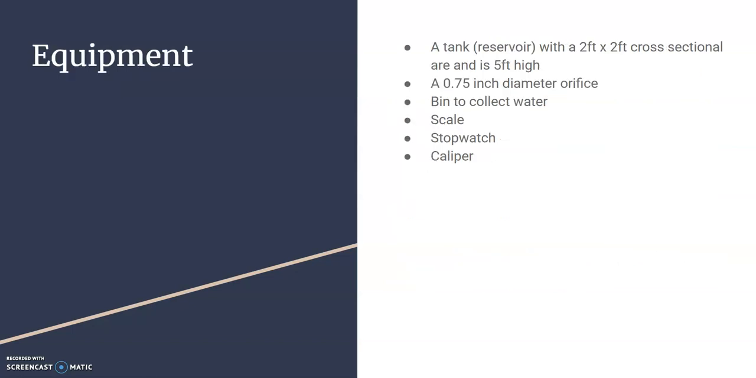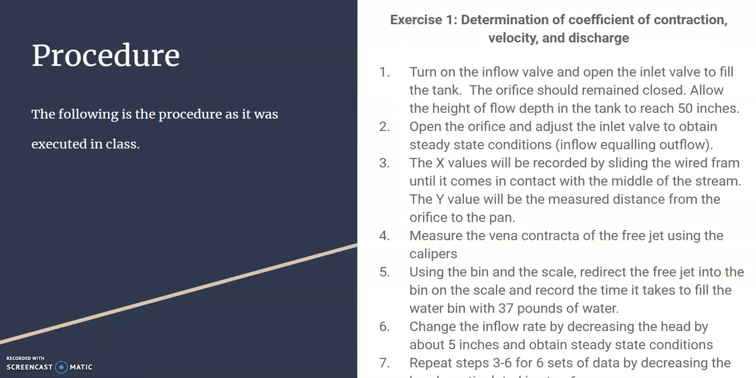The following equipment was used in this procedure: a tank reservoir with a 2x2 cross-sectional area and is at least 5 feet high, a 3/4 inch diameter orifice, a bin to collect water and a scale to measure the mass, a stopwatch, and a caliper, which is a sliding ruler that was used to measure the vena contracta.